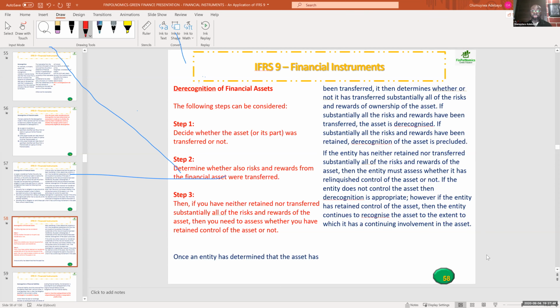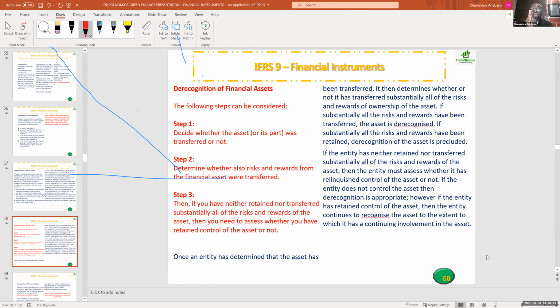Now, step 3 concludes that if you have neither retained nor transferred substantially all of the risk and reward of the asset, then what do you do? You need to assess whether you have retained control or not. Which means if you retain control, it then means you have not effectively transferred, even though physically you might have transferred. And in that case, you don't derecognize. It's only when control is no longer retained that it is deemed that you have transferred. And at that point, you would derecognize the financial asset.